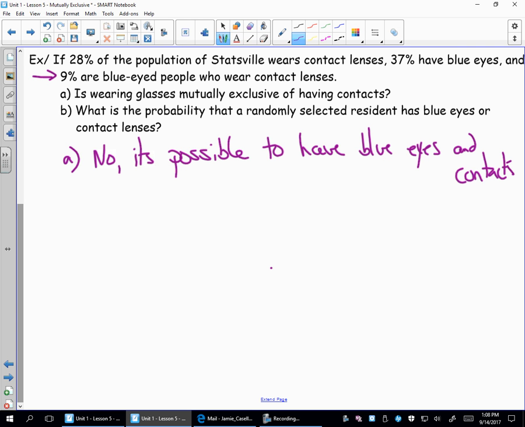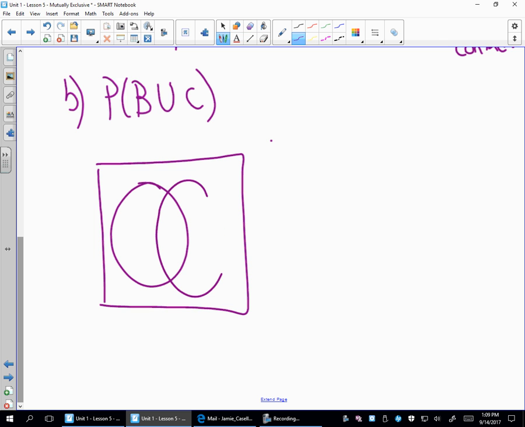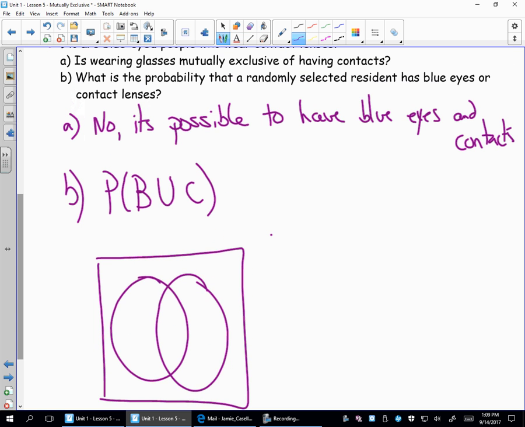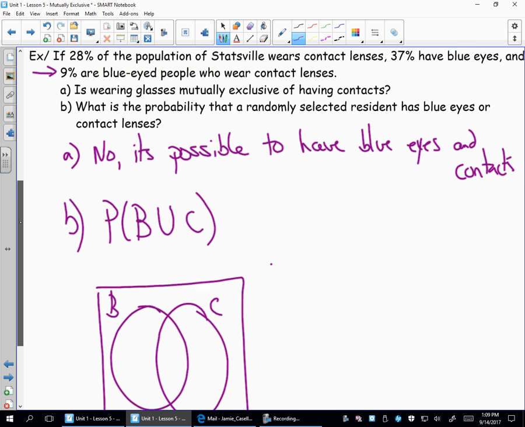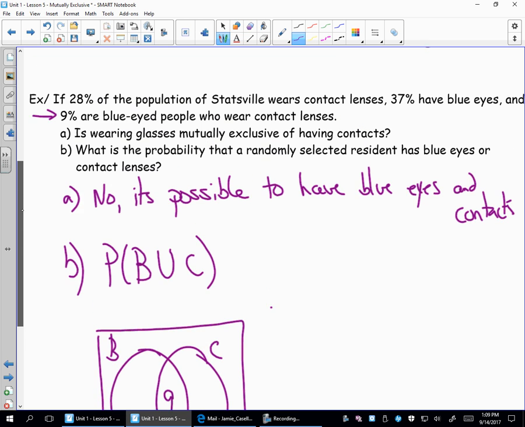Part B, what is the probability that a randomly selected person has blue eyes or contacts? So blue eyes or contacts. So this time, let's try the Venn diagram method first. So take our universal set. Our universal set is Statsville. We got some blue-eyed people. We got some contact-wearing people. We have some people who are both. In fact, we have 9%. So I'm going to use percents this time, okay? 9% who do both.